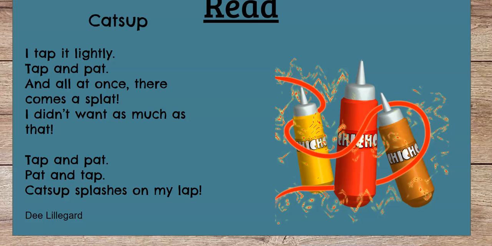Catsup. I tap it lightly, tap and pat, and all at once there comes a splat. I didn't want as much as that. Tap and pat, pat and tap. Catsup splashes on my lap.